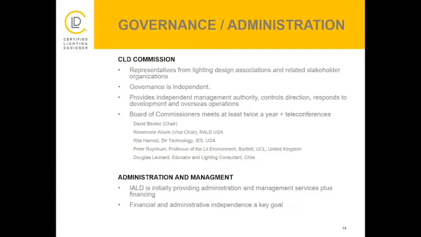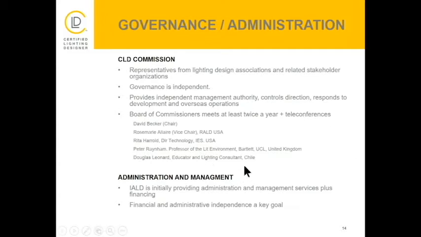So the Commission are quite well known in the profession, I would say. We have David Becker from Australia, who is the chair of the Commission. We have Rosemary Allaire from the United States, who's vice chair and has been on the committee for a long, long time, even before. We have Rita Harold, who is the past Director of Technology for the IES in the United States. There's me, and there's Douglas Leonard, who's a lighting consultant and an educator from Chile.